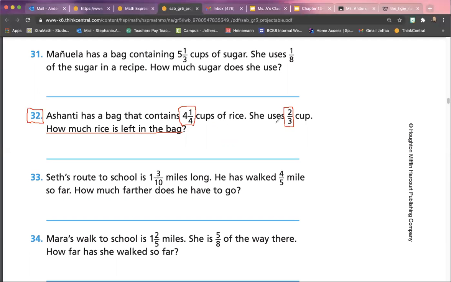So if she's using rice, you guys, it's going away. She can't put it back in the bag once she's used it. No one's ever gonna take cooked rice and put it back in the bag. So it's gone, it's subtracting. So I'm gonna set this up as 4, ooh, it's a long 4. 4 1/4 cups minus 2/3 cups.